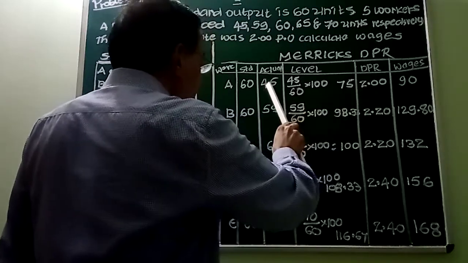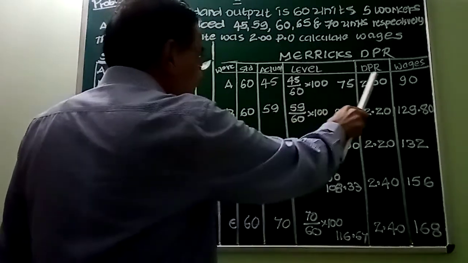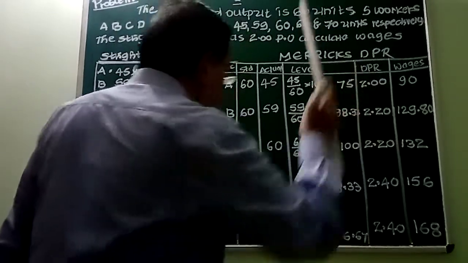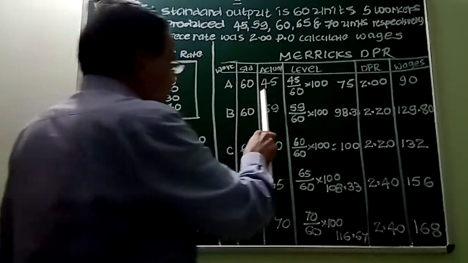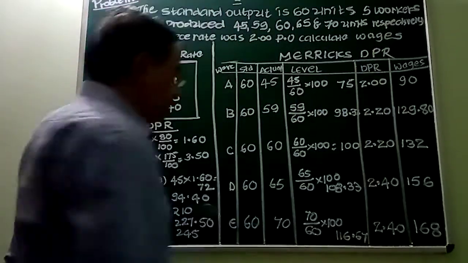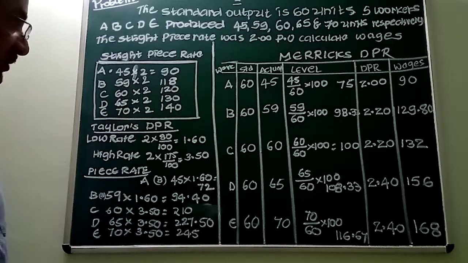So we have to multiply actual production with the differential piece rate, this column into this column. So third column into fifth column. 45 into 2 is equal to 90. This is what we have to understand.